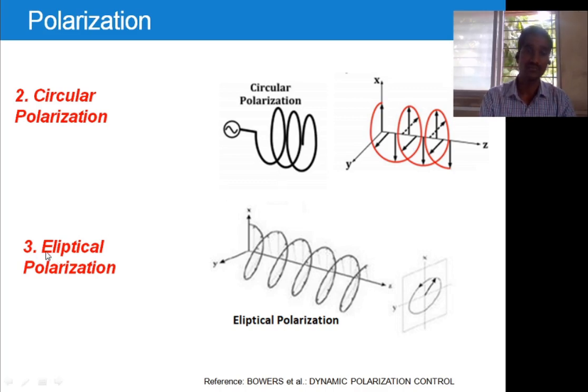And in the second type, elliptical polarization, the electric field follows the elliptical nature. That means its magnitude also changes in the elliptical nature. At some point the magnitude is small, and at another point the magnitude of the electric field is high, and it follows the elliptical nature. So this is the third type of polarization.